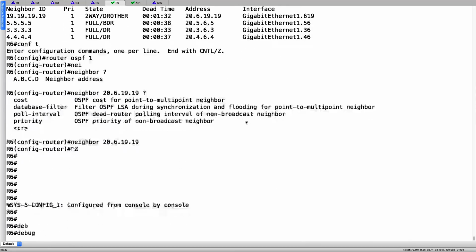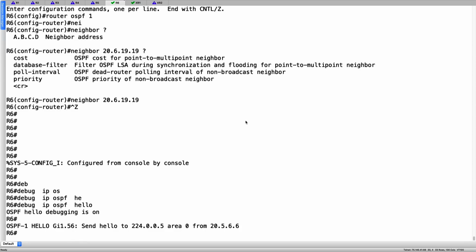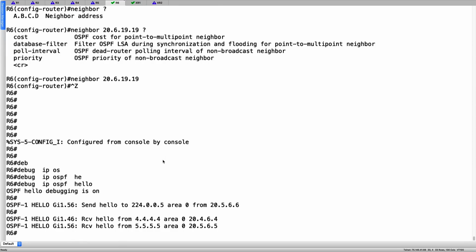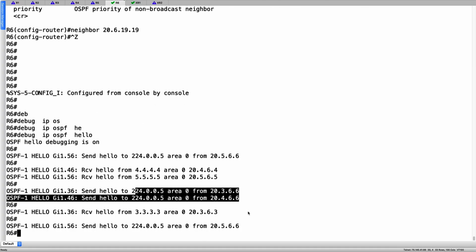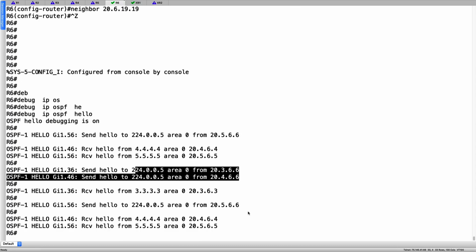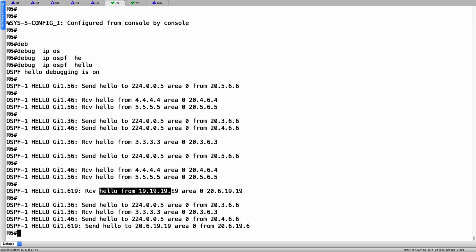So if I do a debug IP OSPF hellos, you would see that R6 is going to send him a unicast update on that link. So to R4 and to R5, he's still sending multicast, which you can see here. But to 20.6.19.19, he would send a unicast. So let's check that.